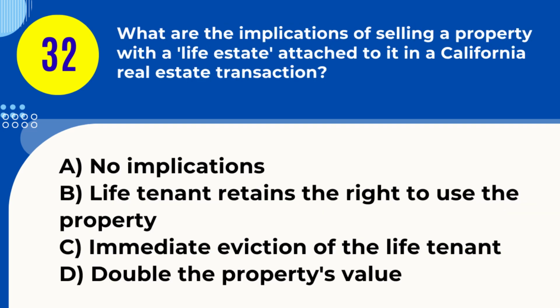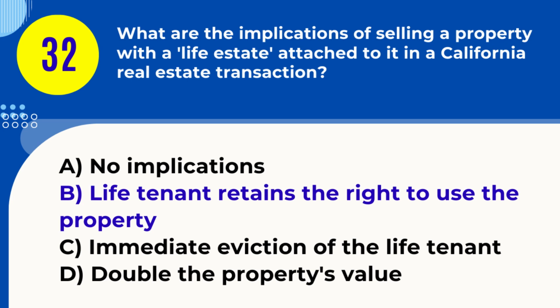Question 32. What are the implications of selling a property with a life estate attached to it in a California real estate transaction? A. No implications. B. Life tenant retains the right to use the property. C. Immediate eviction of the life tenant. D. Double the property's value.